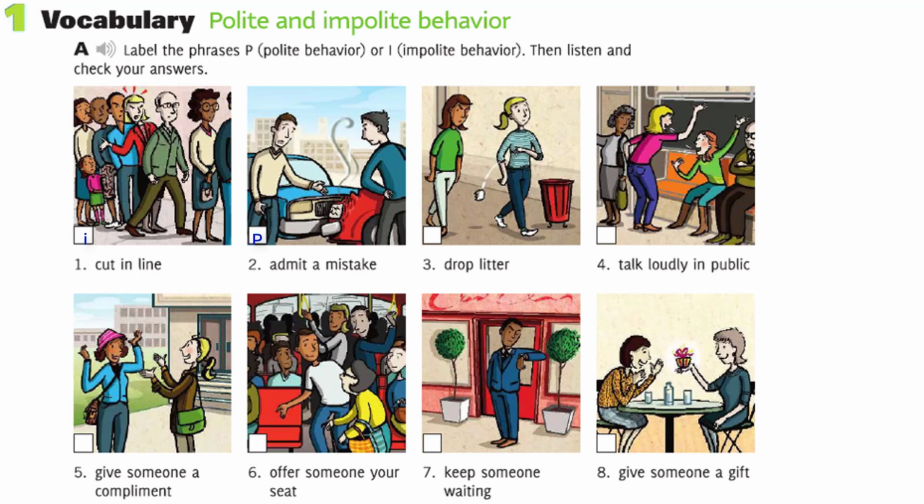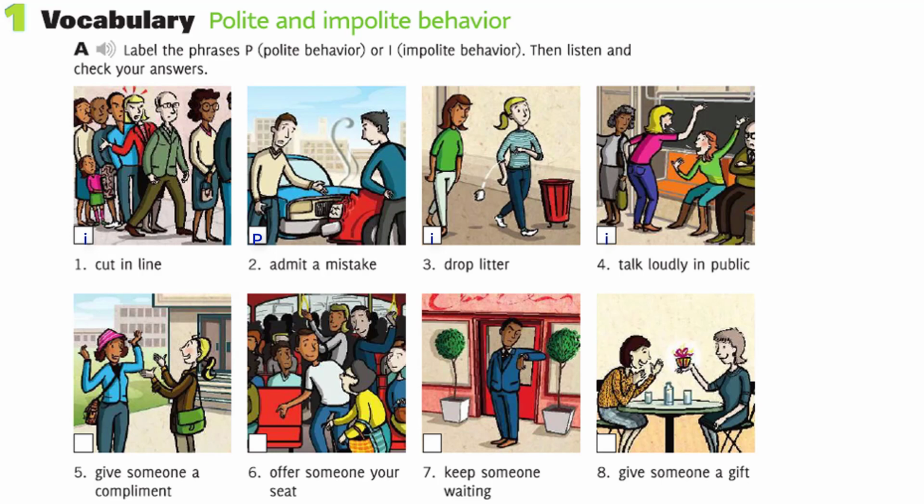Number 2, looks like these 2 people just crashed, but it looks like the person that caused the crash admits to his mistake, which is polite behavior. Number 3, we have 2 women. One is getting angry because the second one just threw trash on the floor, which in other words means drop litter, which is impolite behavior. Number 4, we have people on the train or on the subway, and they seem to be talking loudly to each other in public, which can be considered impolite behavior.